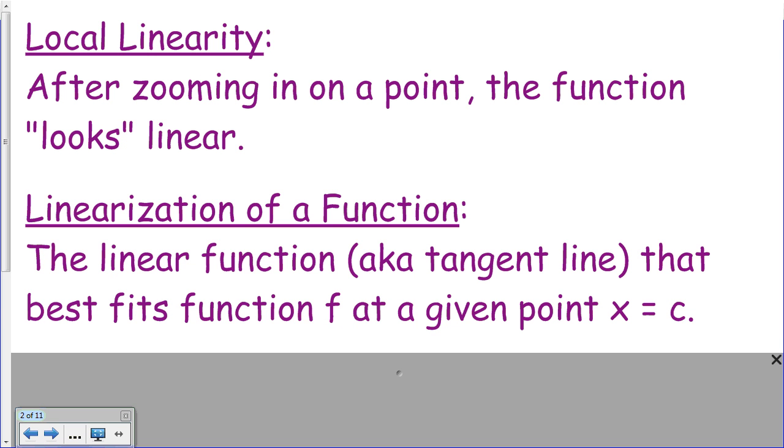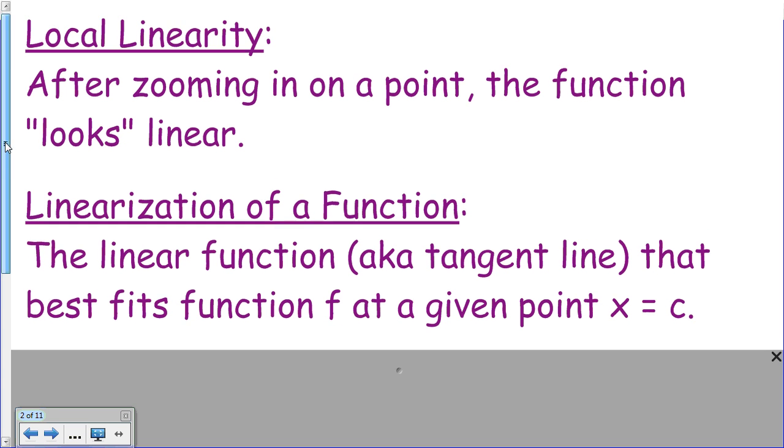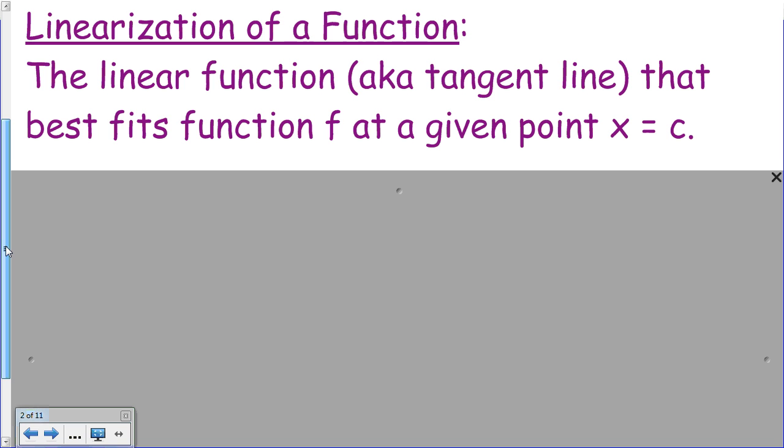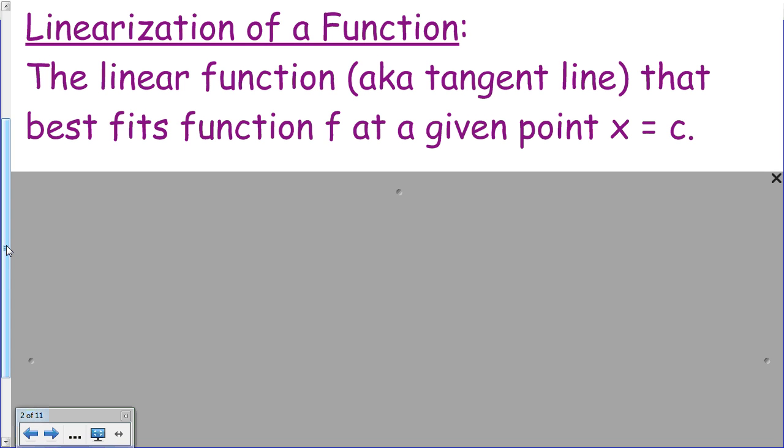Now the term linearization, which is actually the topic of this section, they called it the linear approximation, but if you put those two together, linear approximation becomes linearization of a function. It turns out that the linearization of a function is the linear function, which is the tangent line actually, that best fits function f at a given point x equals c.